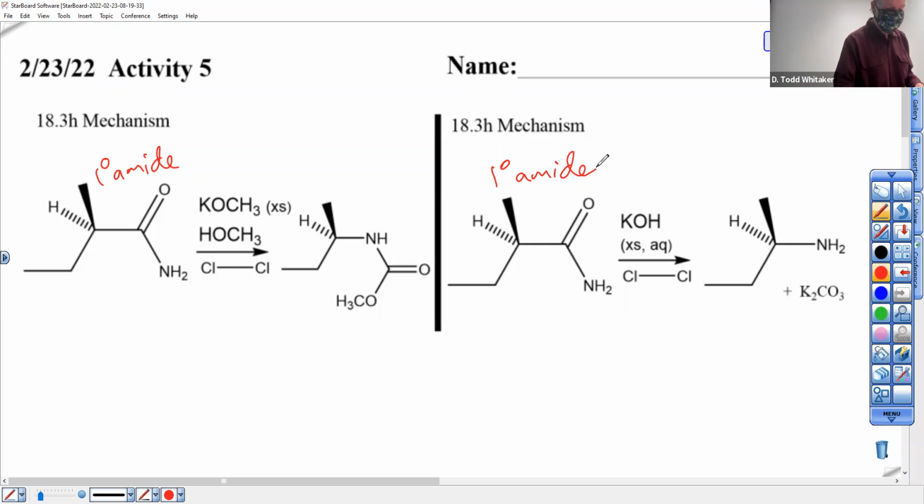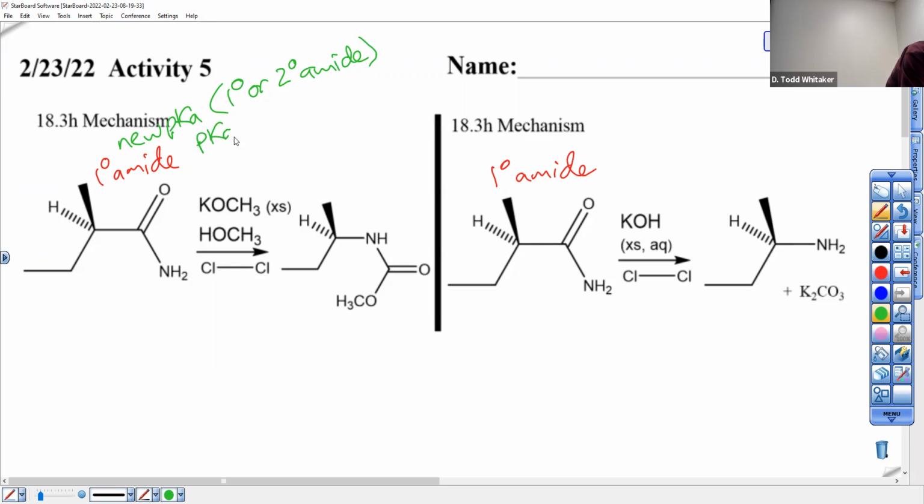This is a new pKa, so I'm going to write that down. Just a reminder, primary or secondary amide, pKa equals 17. I am drawing the H off of both of these and erasing the second H. Crossing off potassium. Putting the anion on the oxygen because it belongs there.